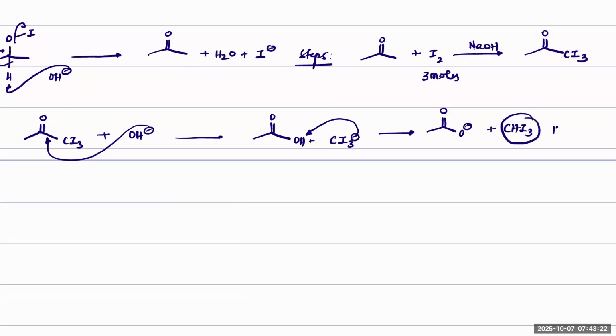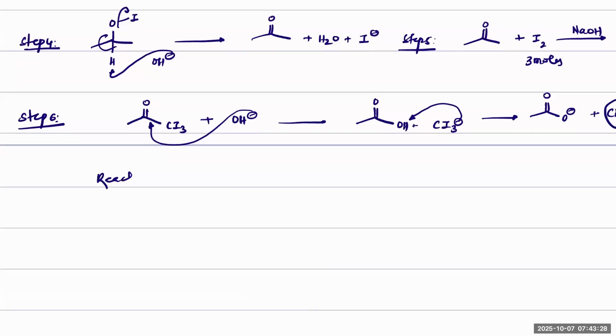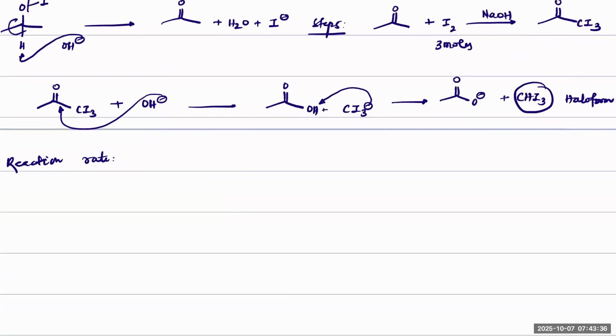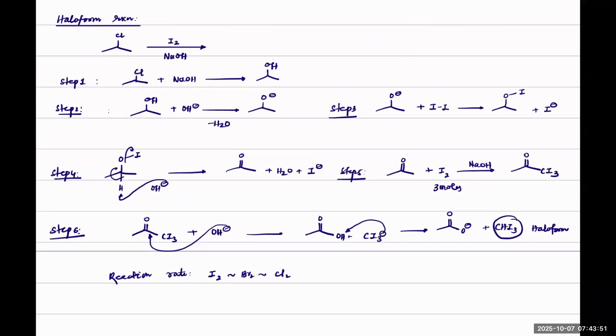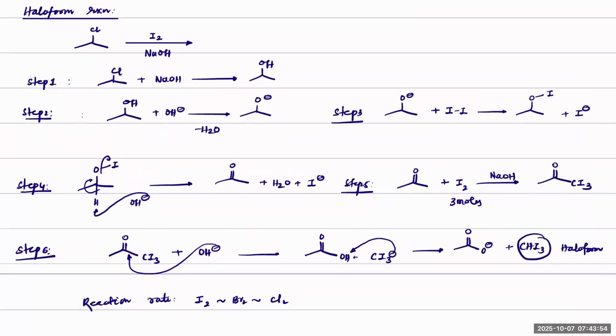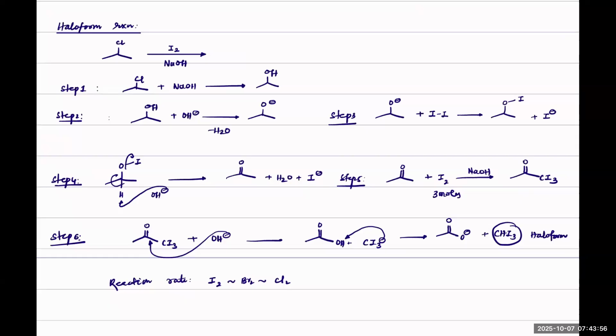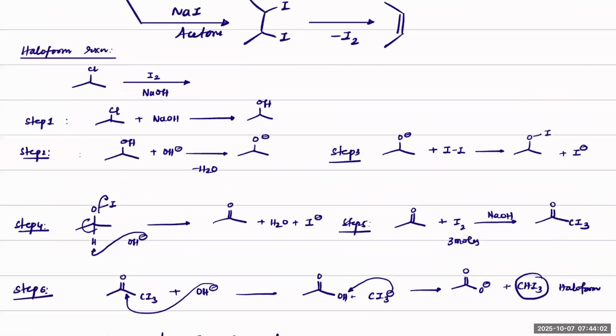So what did we get? Haloform. With chlorine, bromine, iodine, for all of them it is the same. If you have alkyl halide, the reaction rate depends upon whether you are taking iodine, bromine, or chlorine. It does not matter. The reaction rate is almost the same. Clear? So this is about the haloform reaction that you need to know.